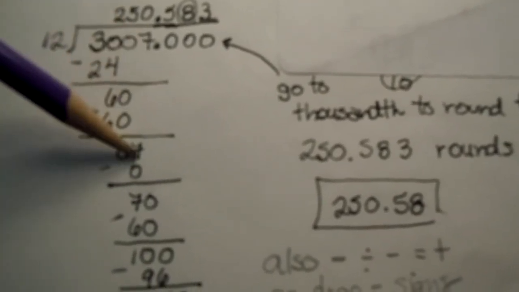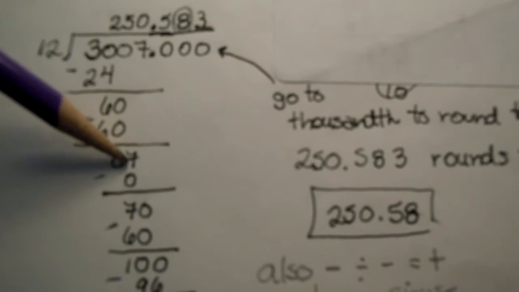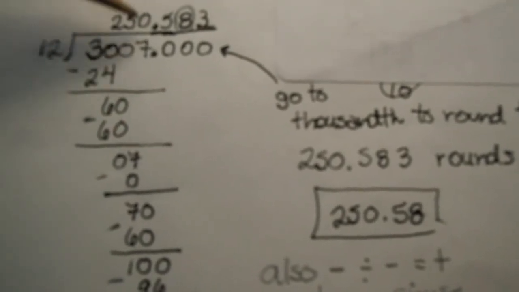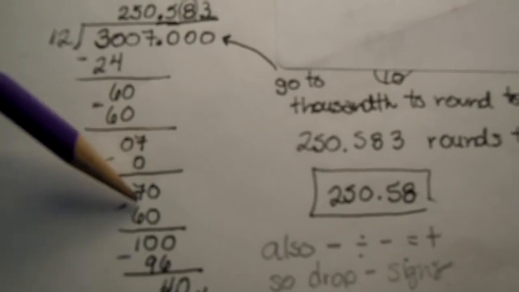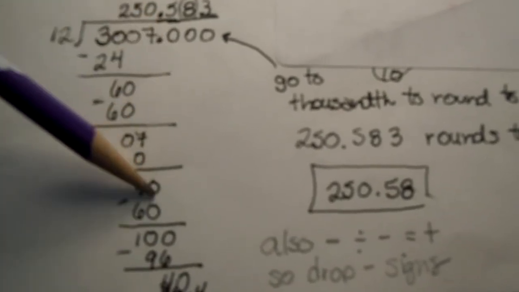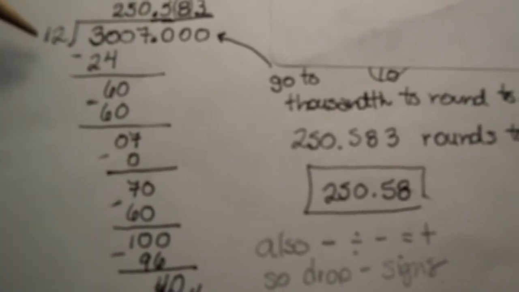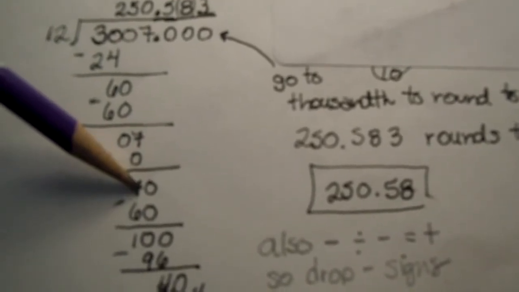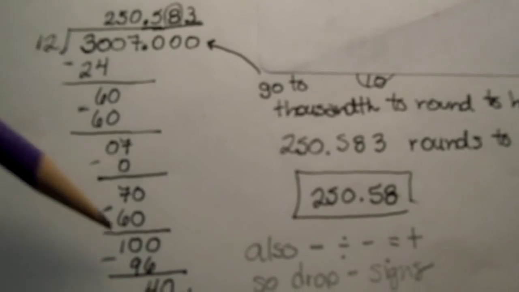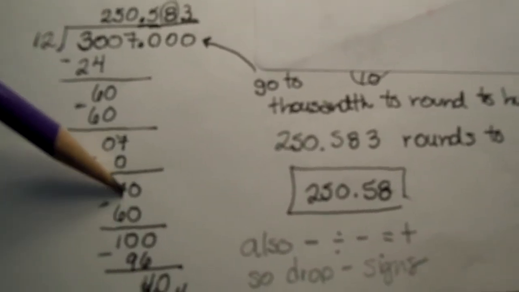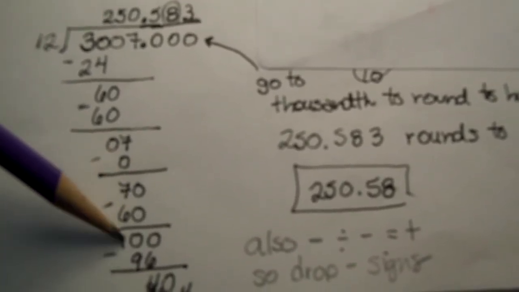I bring down my 7. 12 goes into 7 0 times, so 0 times 12 gives me 0. 7 minus 0 gives me 7. Bring down my 0, and I have 70. 12 goes into 70 5 times. 5 times 12 is 60. 70 minus 60 gives me 10.